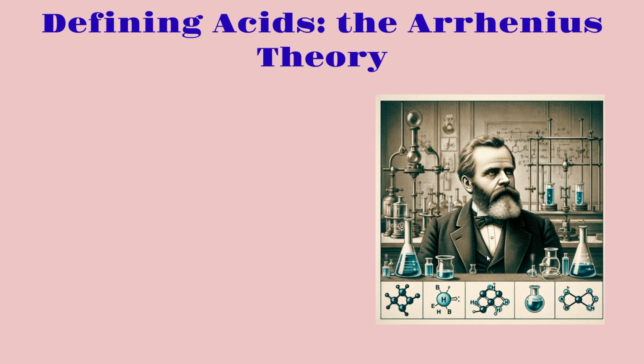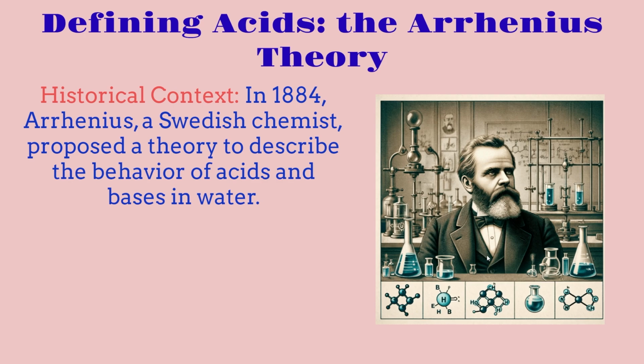So now since we looked a little bit on the properties of acids and bases and some examples of them, now we're going to look at defining acids, which is the Arrhenius theory. And we're going to look at bases in our next video, so also stay tuned for that. Inside of this theory, we're first going to talk about the historical context. In 1884, Arrhenius, a Swedish chemist, proposed a theory to describe the behavior of acids and also bases in water.